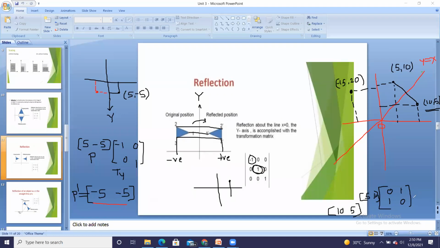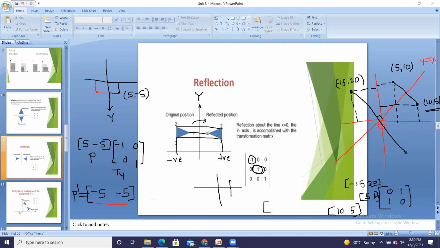Is the same T matrix useful for checking the reflection about y equal to x? So I will draw a perpendicular again on it and extend it on the other side. So this is your point after reflection. Just check whether you are going to get the same result. So minus 15, 20 into this T matrix. What is the resultant you are going to get?